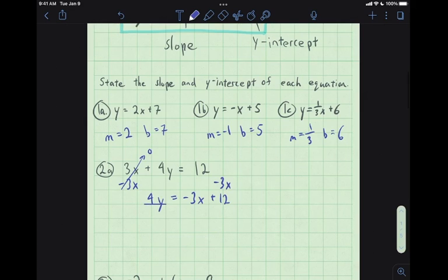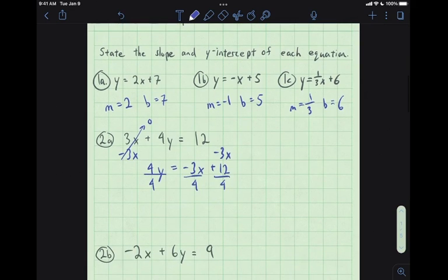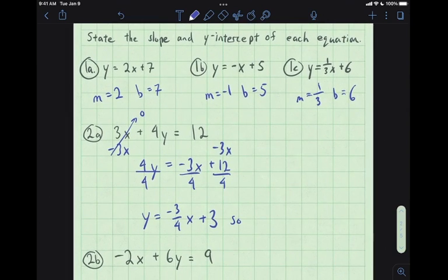Divide both sides by 4. Okay, divided by 4, divided by 4, divided by 4. So y then equals -3/4 x + 12 divided by 4 gives us 3. So now from this algebra, we have slope-intercept form. We can see y = mx + b. You see that your slope is -3/4. Your y-intercept is 3. Okay, let's do that again.